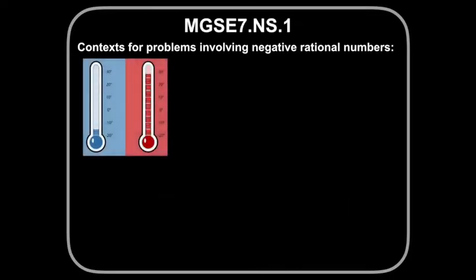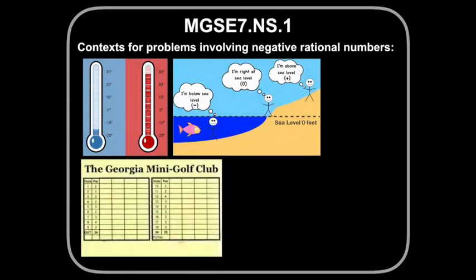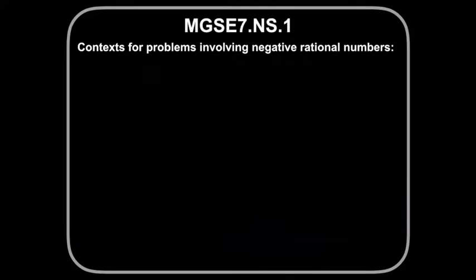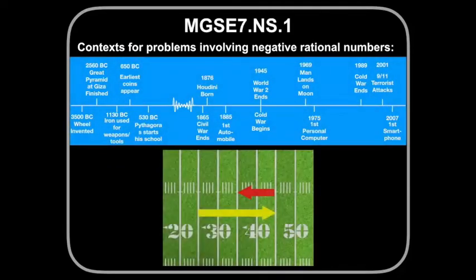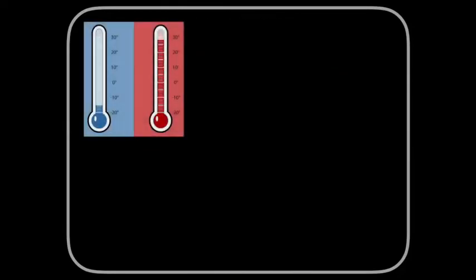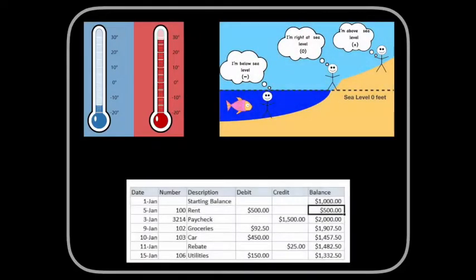Some common contexts to use with integers are temperature, altitude, golf, payments and deposits, timelines, both BC and AD, and football gains and losses. The contexts shown here lend themselves nicely to work with rational numbers that aren't integers. Often these contexts make use of decimals rather than fractions.